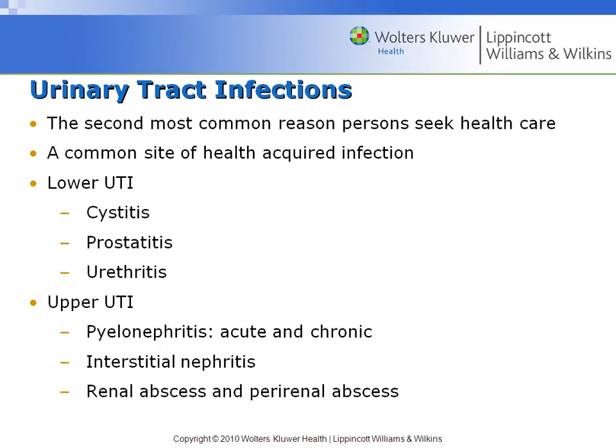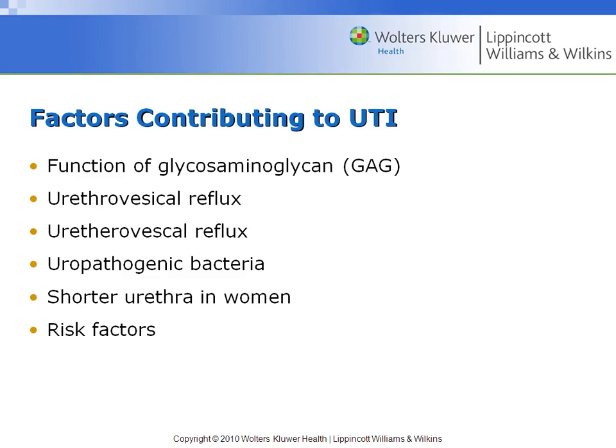We divided them into lower urinary tract infections such as cystitis, prostatitis, urethritis, and then upper urinary tract infections such as pyelonephritis, acute and chronic. We didn't talk about interstitial nephritis, renal abscesses, and perineal abscesses, so they are not on the exam. Factors that contribute to UTI talk about functions of the glycosaminoglycan. Don't worry about it.